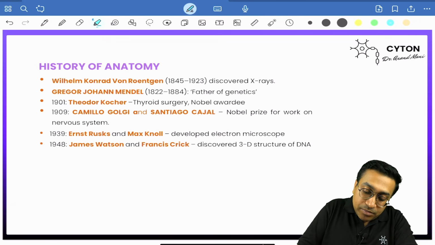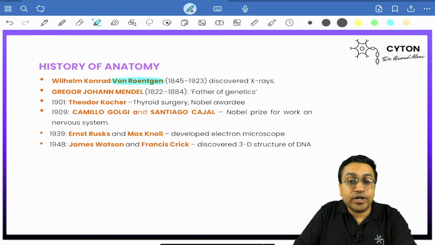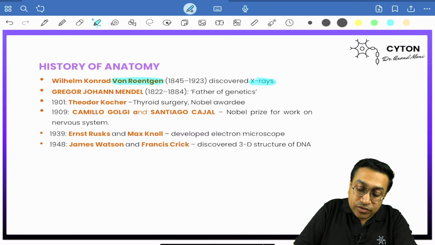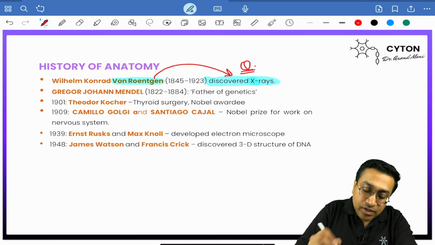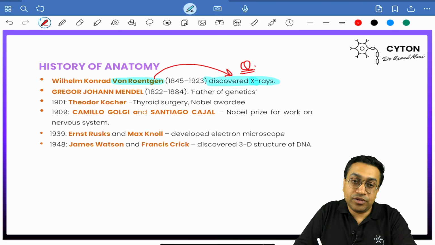Then another name in the picture, that is von Roentgen, okay. He was the one who discovered the X-rays. So please remember this name will link to X-rays, and it has been tested in the exams. X-rays is linked with von Roentgen, okay.